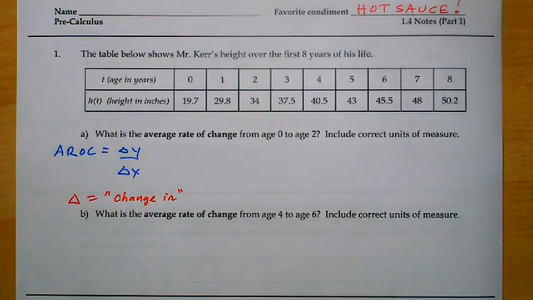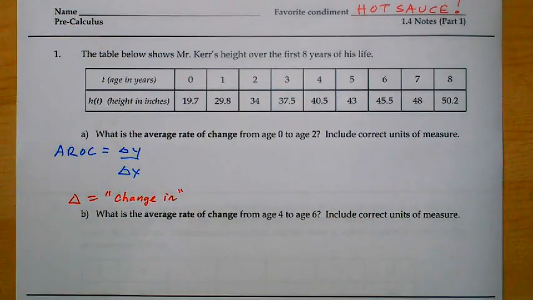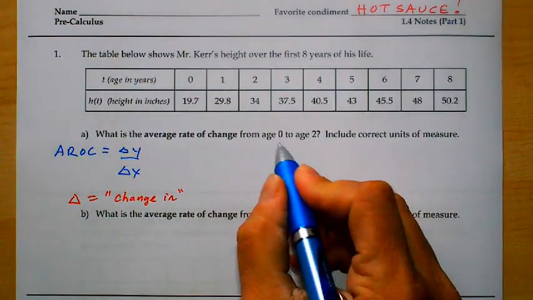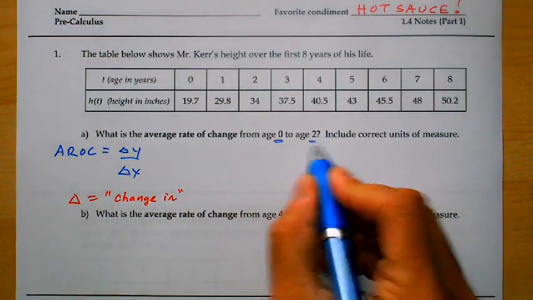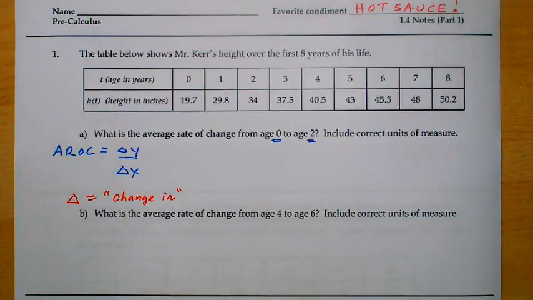Well, Mr. Kerr's mom shared this table of me. It shows his height over the first 8 years of his life. So in part A, why don't we compute the average rate of change of Mr. Kerr's height from age 0 to age 2, and we'll be sure to include units when we report our answer.